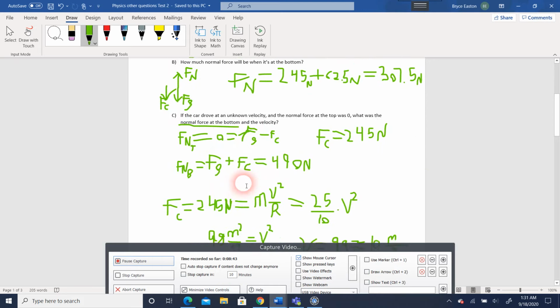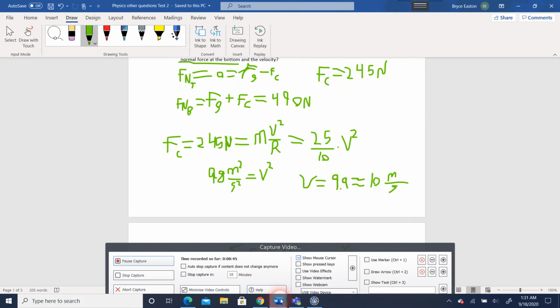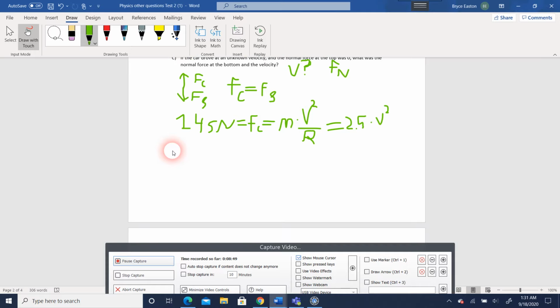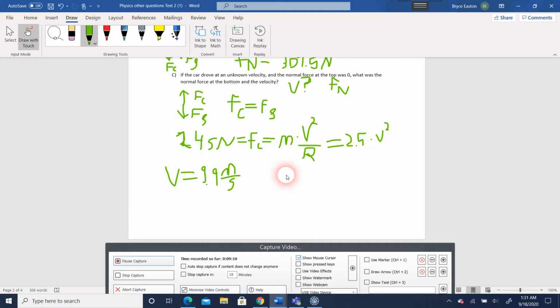and get that our velocity is roughly 9.9 meters per second. How we did that was just taking 245 newtons, dividing it by 2.5, and then taking the square root.